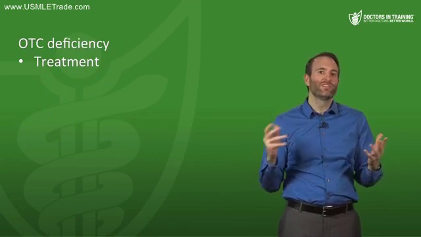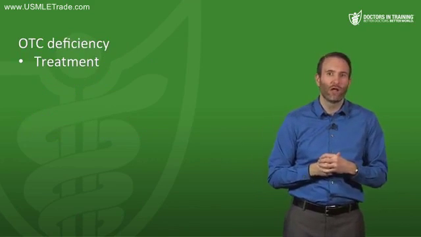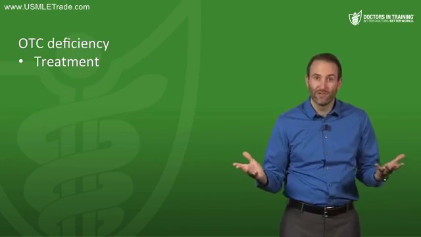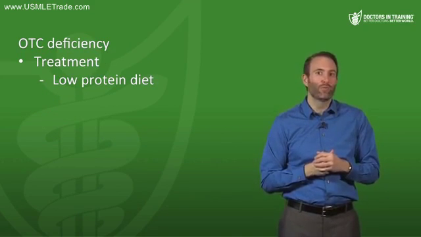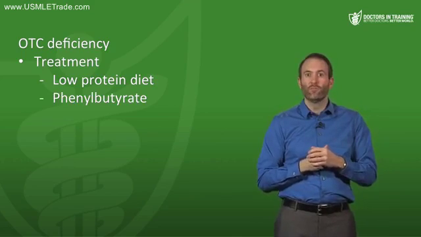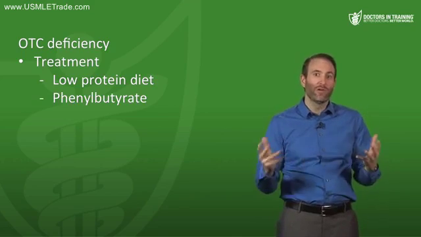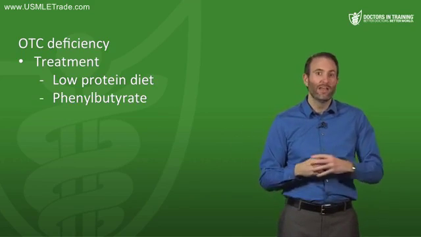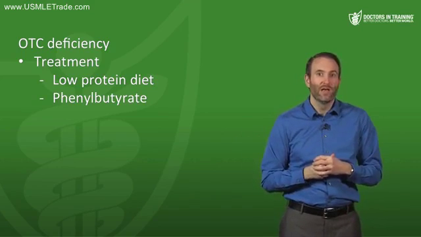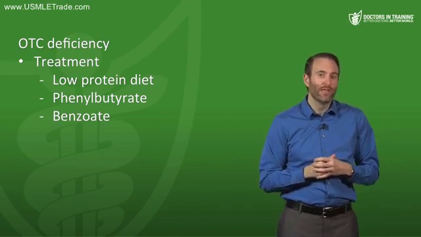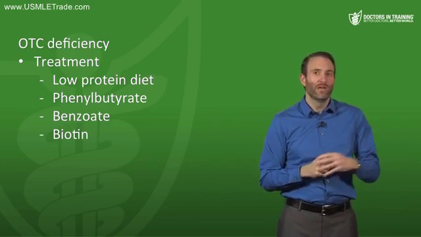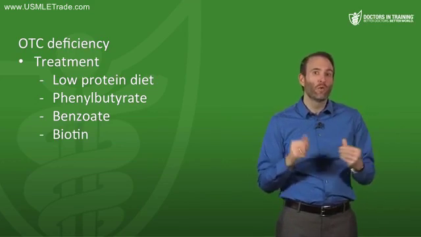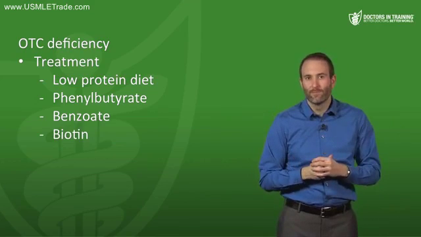So how do we treat this? Well, since this is a nitrogen processing problem, then we try not to increase the nitrogen load by eating a low-protein diet. Now, if it's a urea cycle problem, you can use phenylbutyrate, which binds certain amino acids like glycine and glutamine and helps to excrete these amino acids. Benzoate is also on the list of drugs that can be used as well. Biotin can also be helpful because it actually stimulates ornithine transcarbamylase as well.